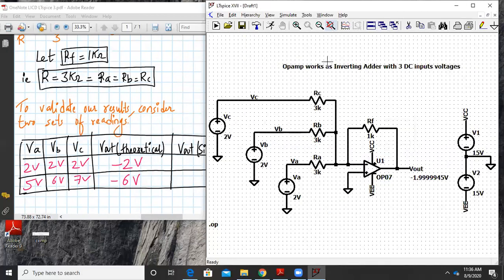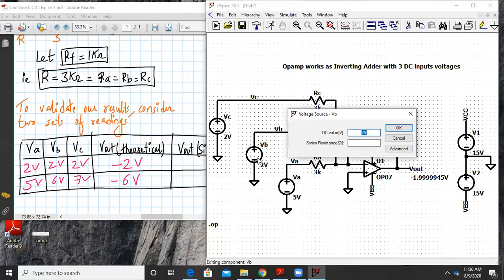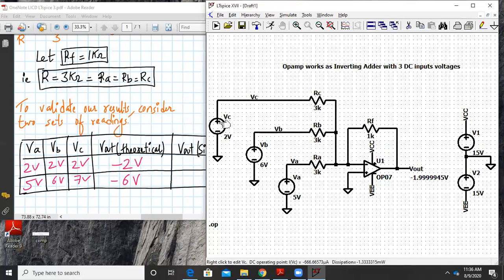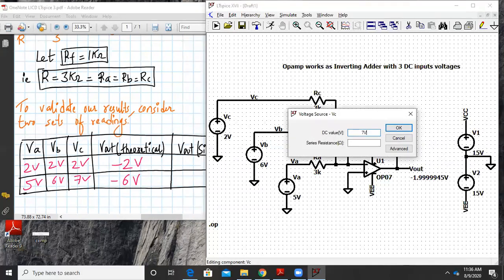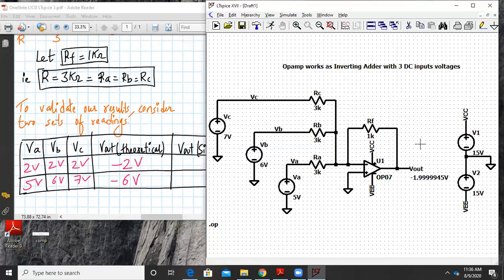Now let us check the different combinations. So now VA will be 5, VB will be 6 volts, and VC will be 7 volts. Okay, and circuit should work as an averaging amplifier. So that means minus of 5 plus 6 plus 7. So that will be close to 18. So 18 divided by 3. So the answer should be close to 6. So let us try that.